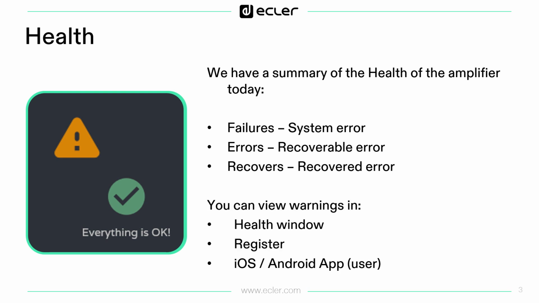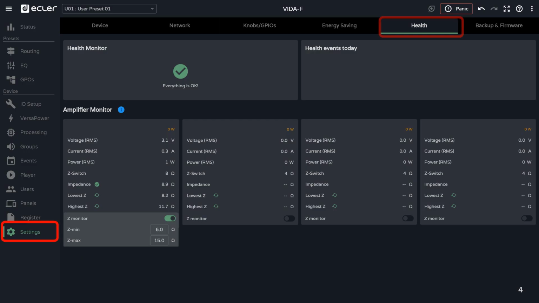You can view these messages not only in the Health window, but also in the register and from the iOS or Android app. Let's check an example in the web application. Below the Health monitoring window, you can see the amplifier monitor section. Values of the amplifier's output are shown in real time. You can also see impedance values.